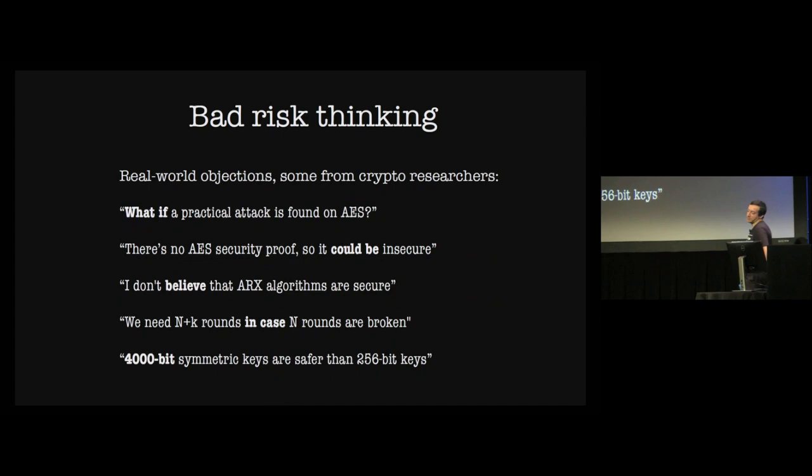So what are examples of bad risk assessment, bad risk thinking? These are things that I've heard, except for the last one, from serious cryptographers, academic researchers, very respected. What if a practical attack is found on AES? Well, what if P equals NP? There's no security proof of AES. It makes me a bit nervous. Okay, so don't use AES. Use a one-time pad. Okay, have a good day.